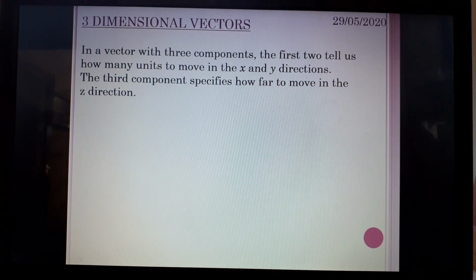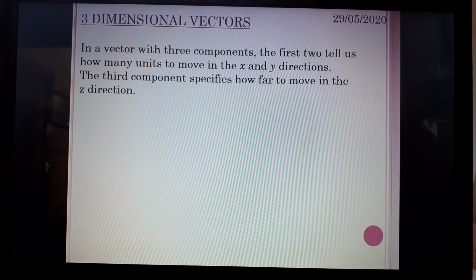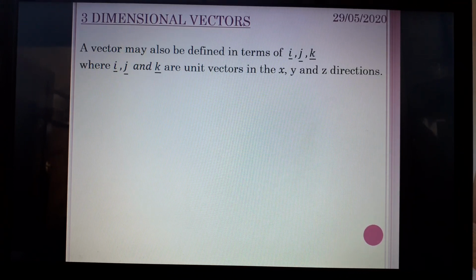Okay, so in a vector with three components, the first two tell us how many units we move along in the x and y direction, and the third one is along the z direction.